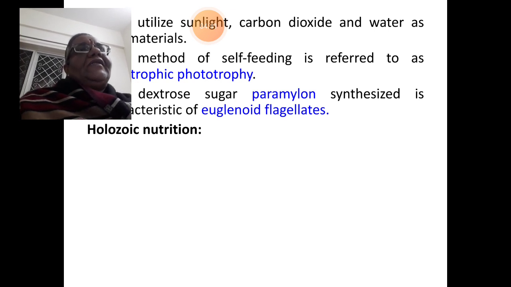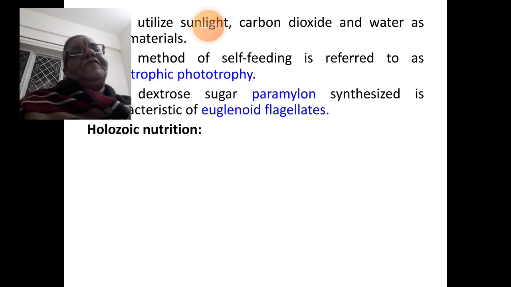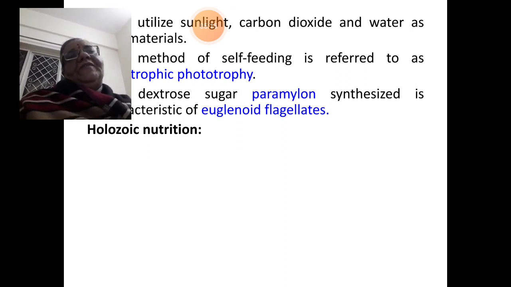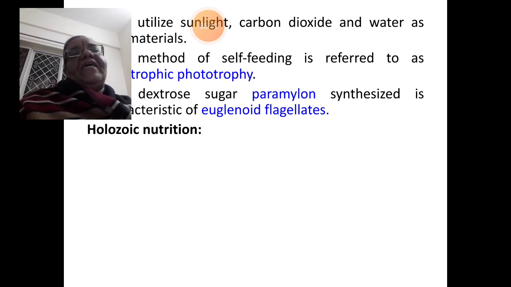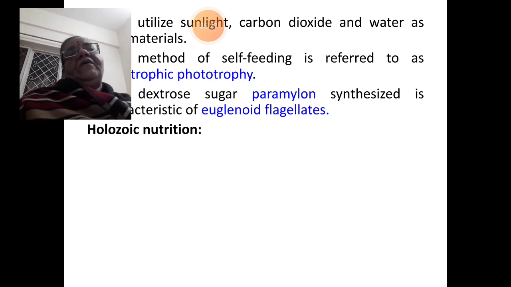They utilize sunlight, carbon dioxide, and water as raw materials, similar to any plant which is capable of photosynthesis. This method of self-feeding is referred to as autotrophic phototrophy. Dear students, please note there will be 1 mark questions and 3 mark questions, and these are the areas where you can expect them. You have to be very confident with these different types of nutrition.